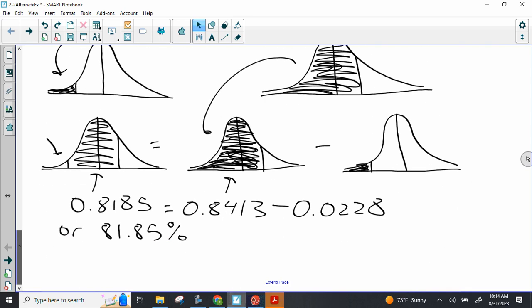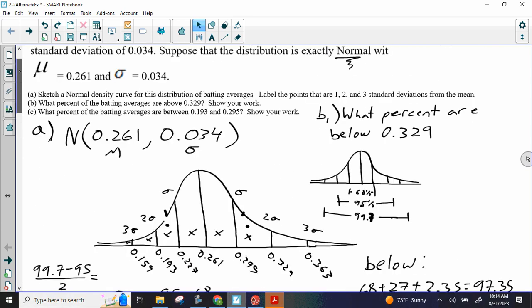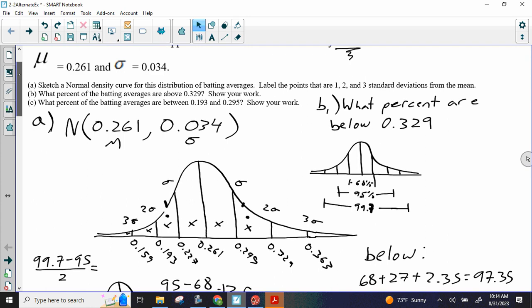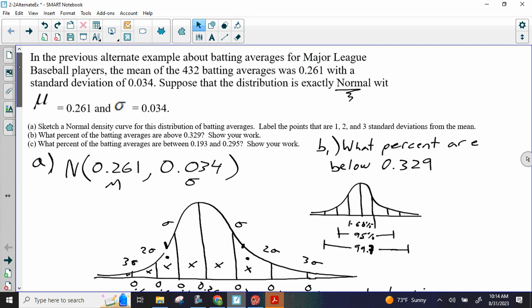We sure did. All right. Let's do another one. You know what? I had not yet written down these calculator commands for you.